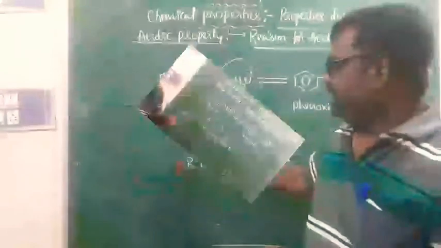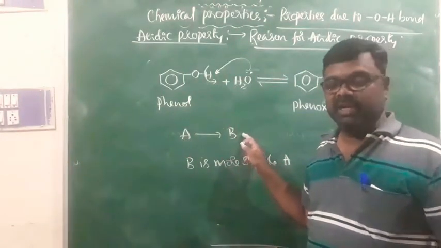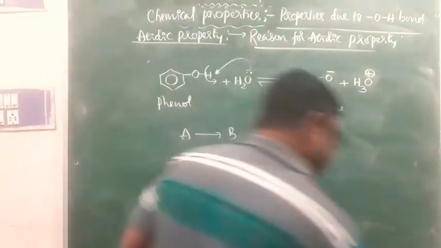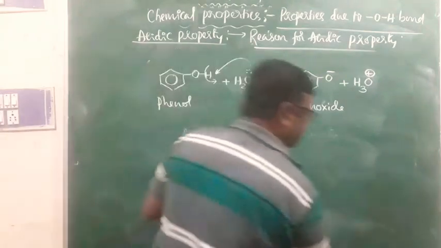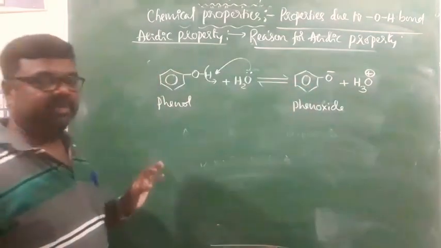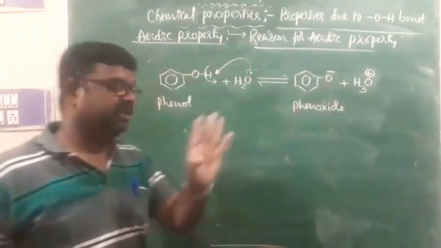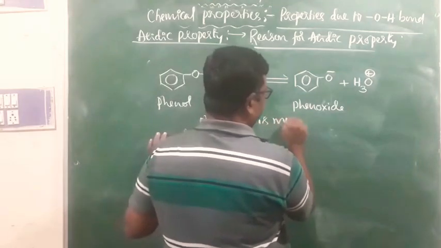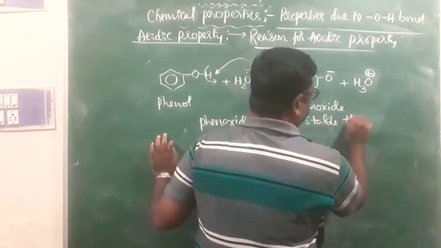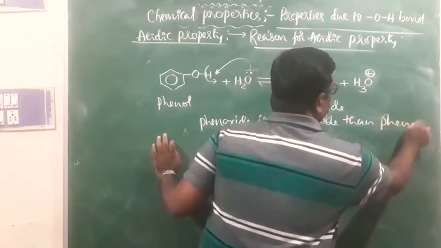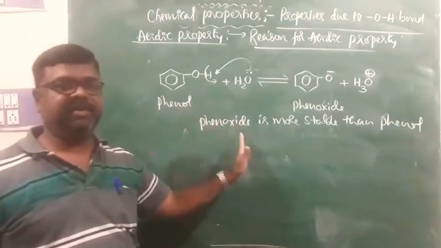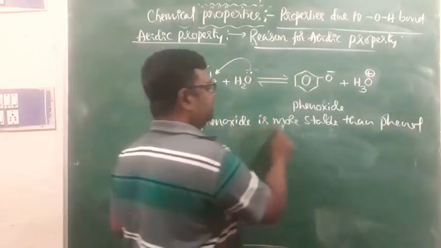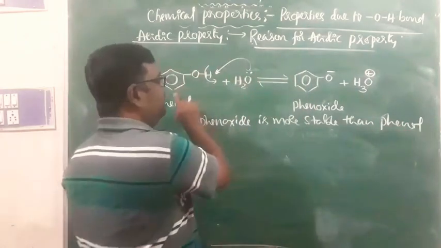This is a common observation. A is less stable than B. Then only the chemical reaction takes place. Otherwise, the chemical reaction does not take place. Remember that phenol gives H plus to water and becomes phenoxide because phenoxide is more stable than phenol. A gives B because B is more stable than A. Phenol becomes phenoxide because phenoxide is more stable than phenol.